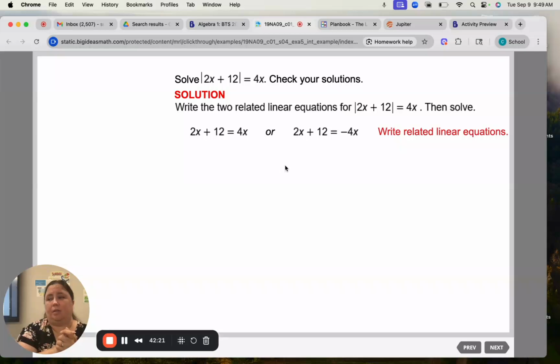What do you want to move? 12. Move the x's together first. So minus 2x. What's 4x minus 2x? 2x. Very good. And then get the x by itself. We divide by 2. So 12 divided by 2, so x equals 6. Excellent. So we have one answer.